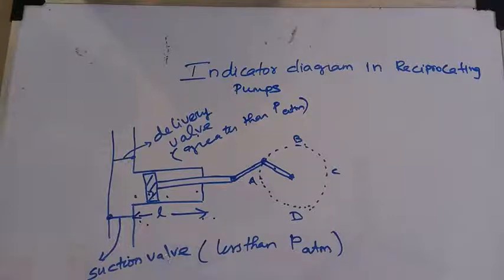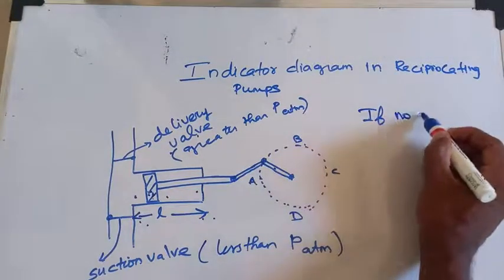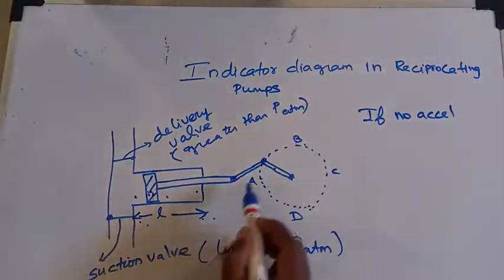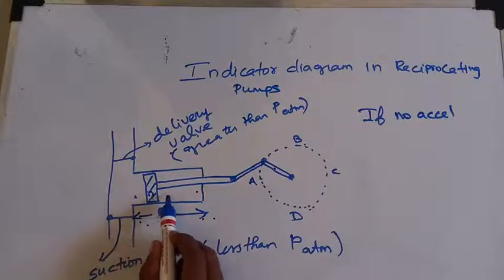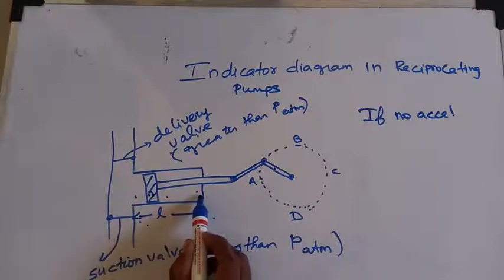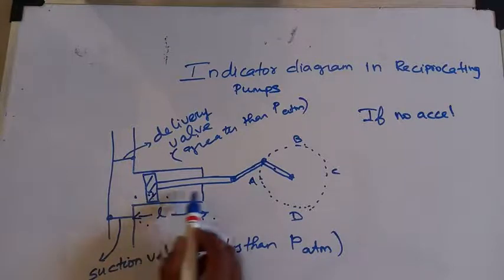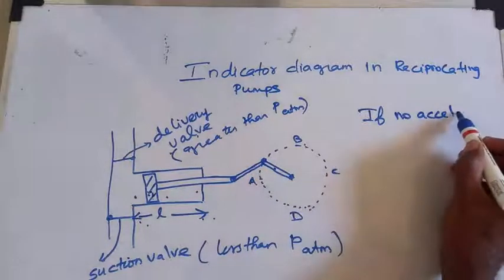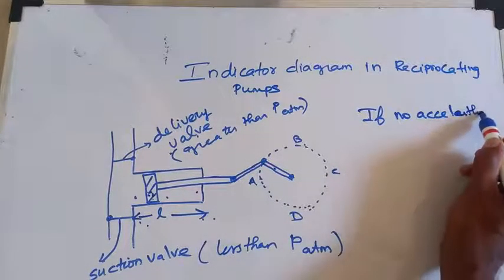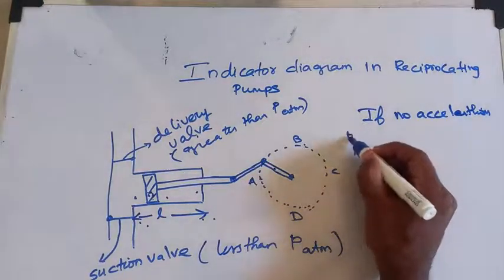For example, if there is no acceleration... but acceleration will happen because the piston moves in simple harmonic motion. At the start, its velocity will be 0, then it increases gradually, then becomes 0, then again increases gradually and becomes 0. So it moves with variable velocity. Due to that variable velocity, there will surely be acceleration. But for simplification, if we ignore acceleration, then we can simply draw this.